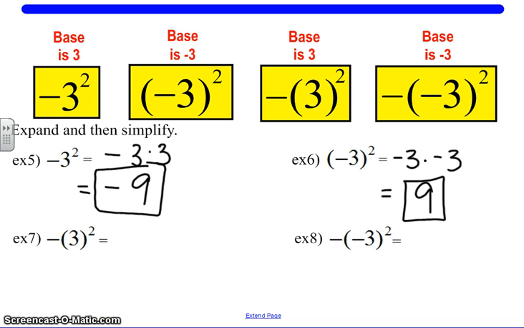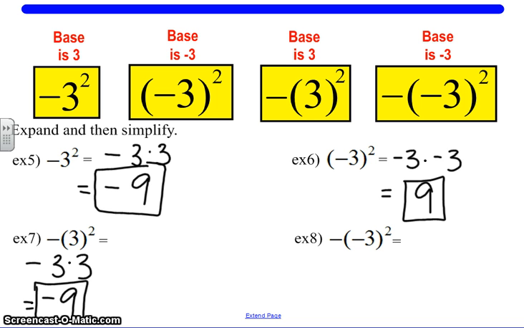In example 7, the negative sign is outside of the parentheses. The 3 is inside the parentheses, so my base is just the 3. So I'm going to keep my negative sign outside. 3 times itself, 3 times 3, is equal to 9. And we have to bring down the negative sign, so our answer is negative 9.